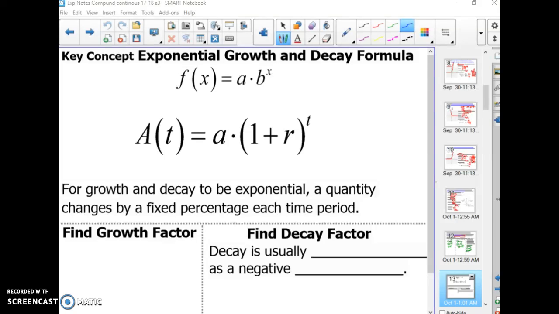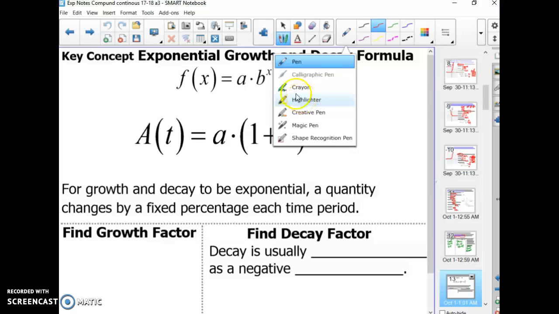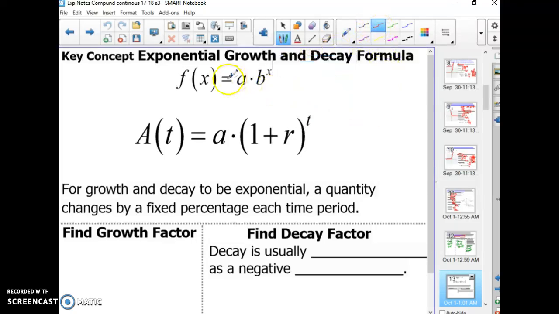Key concept, exponential growth and decay. With exponential growth, this is what's going on. We are going to be modeling with growth and decay. So this is the general form for an exponential, a times b to the x. Here's the thing, this is the same formula, it's just tweaked slightly. You still have an a value, which is your initial amount. So I'm going to arrow that and go initial amount.